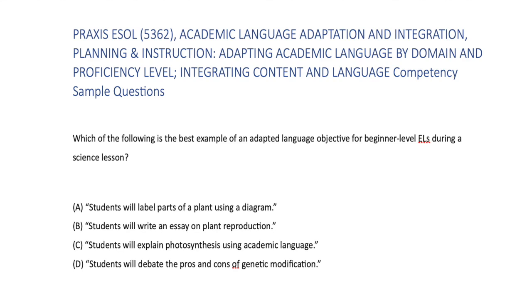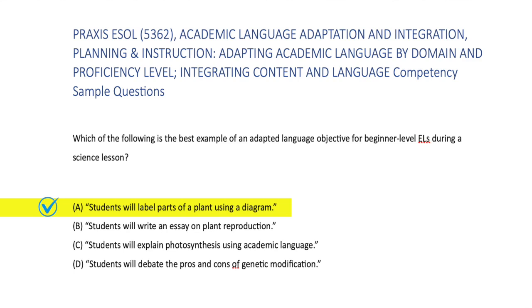Option B is asking students to write an essay on plant reproduction. This would be too advanced for beginners because essay writing demands complex sentences and high-level vocabulary. Option C, students will explain photosynthesis using academic language, is also beyond the scope of what beginners can do. Academic language targets intermediate to advanced learners, not true beginners. And option D, students will debate the pros and cons of genetic modification. This is best reserved for high intermediate or advanced proficiency levels.